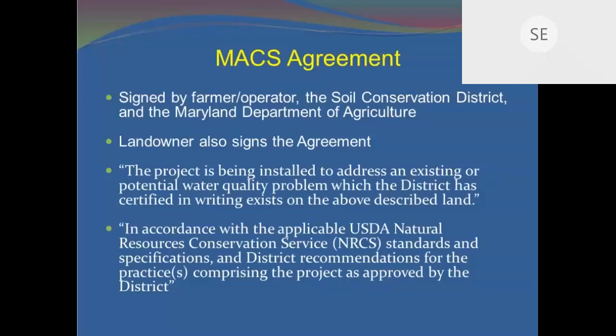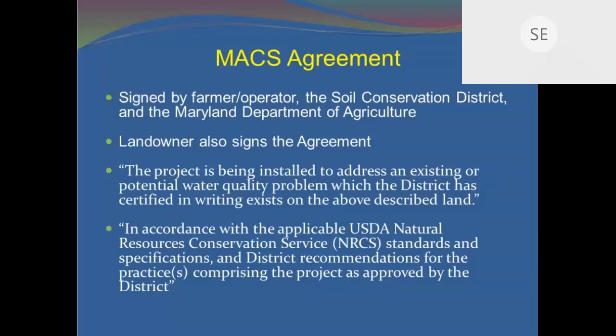The MAX agreement is how we center our administration around the development of agreements. Sometimes we call it a contract. It has to be signed by the farmer operator, the soil conservation district, and of course MDA. The landowner also signs the agreement. So in regards to leasing, it's not something that the operator could do on his own. It does require the landowner's signature to participate.